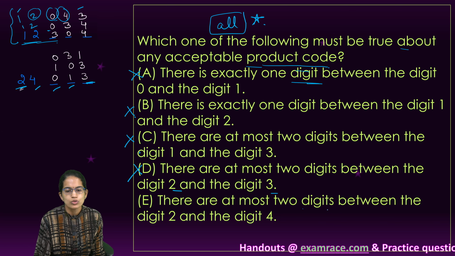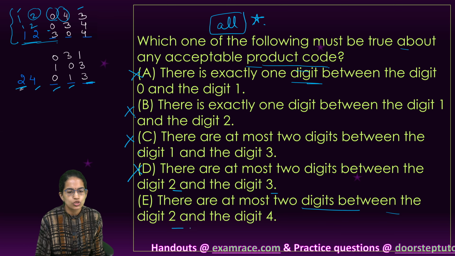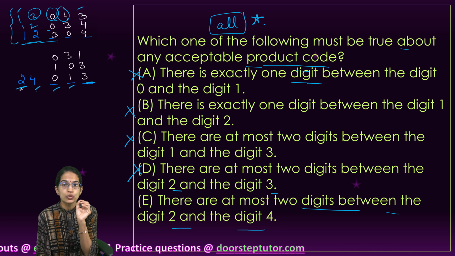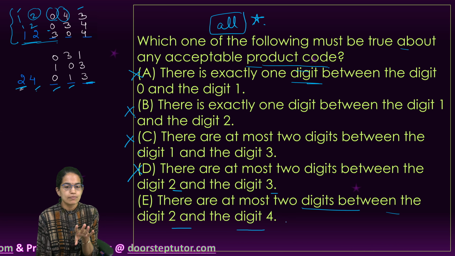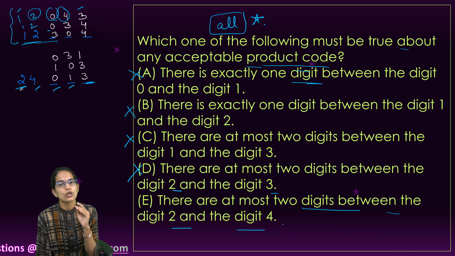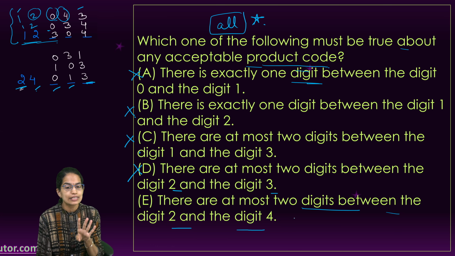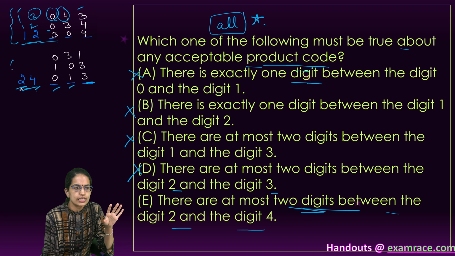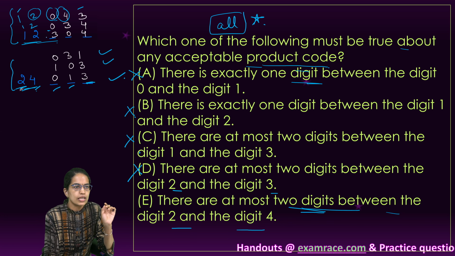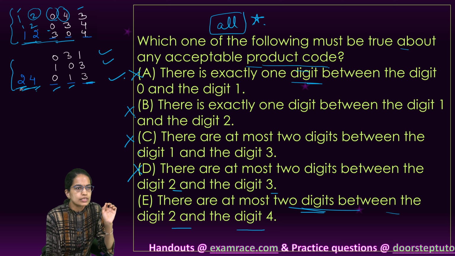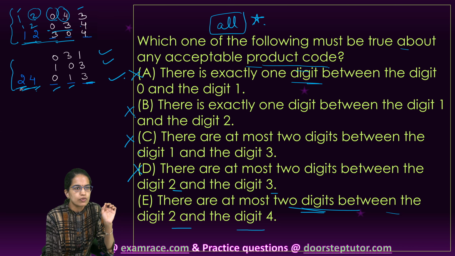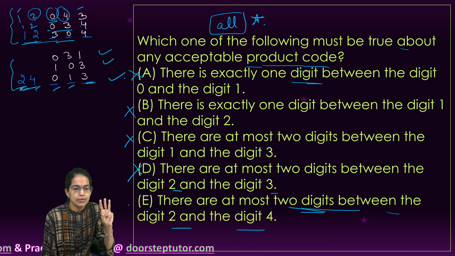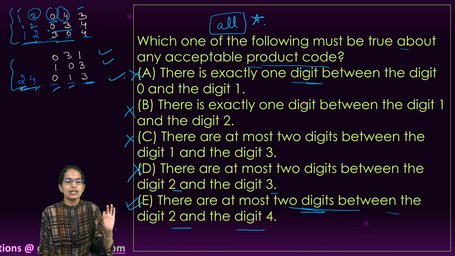There are at most two digits between digit 2 and 4. So between 2 and 4 at most two digits. What does that mean? There can be two digits, one digit or 0 digit, but there cannot be 3 digits. 2 is the maximum number of digits. So here no digits. So all these three cases correct. Between 2 and 4, 2 digits. Between 2 and 4, 2 digits. And between 2 and 4, 1 digit. So in none of the cases, there are 3 digits that lie between them. So this option is the correct option.